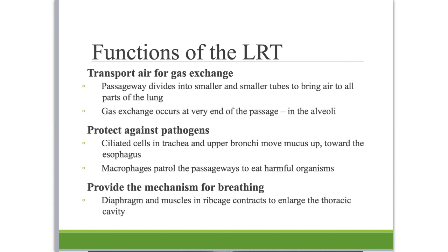So the lower respiratory tract, as I said, its job is to transport air in so that the gas exchange can happen. And this passageway divides and divides and divides until the tubes get down so small that you have the very end of the passage where the alveoli live, which look like little sacks of grapes almost, which is where you actually have the gas exchange. So most of the way through your lungs, air is just moving through tubes. Oxygen and carbon dioxide are not trading places with the blood. It's just flowing. It's got to get to the alveoli down at the very end in order for anything functional to happen.